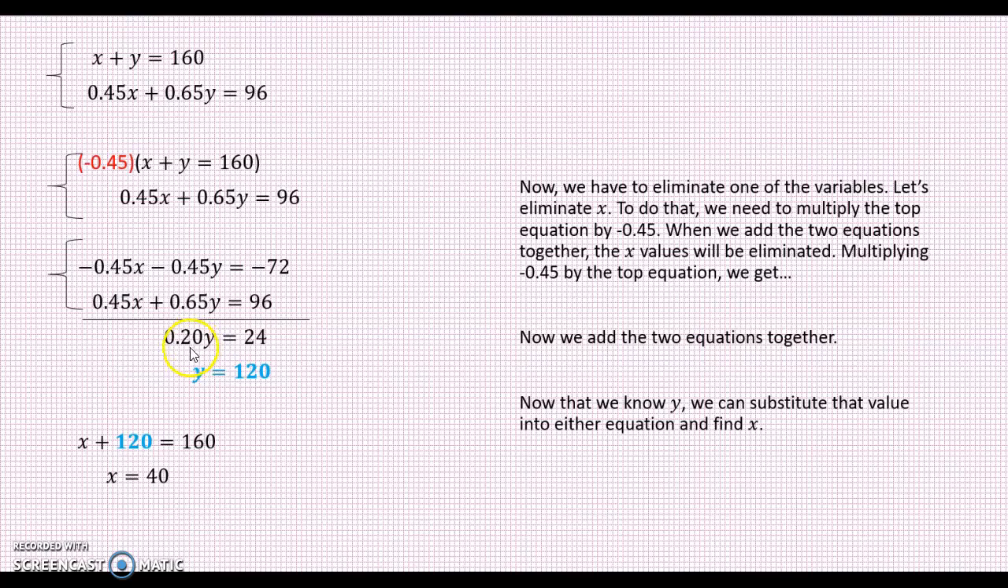Dividing both sides of the equation by 0.20, we end up with Y equal to 120. Now that we know what Y is, we can plug that back into either of the equations to find X. I just chose the first equation, X plus Y equals 160. So we have X plus 120, since we found Y equals 120, equals 160. Subtract 120 from both sides and we get X is equal to 40. So our solution is X equals 40 and Y equals 120.